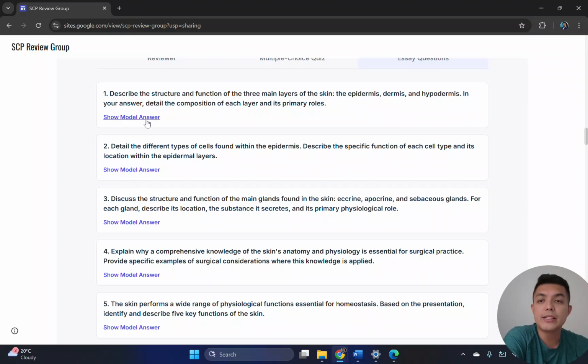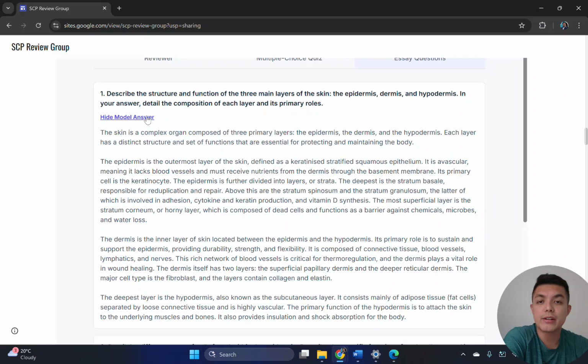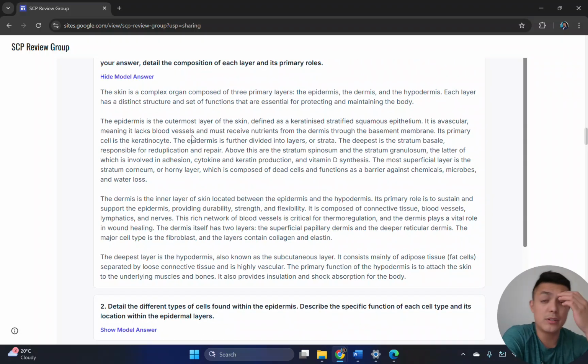And in your answer, detail the composition of each layer and its primary roles. So, the skin is a complex organ composed of three primary layers: the epidermis, the dermis, and the hypodermis. Each layer has a distinct structure and set of functions that are essential for protecting and maintaining the body.